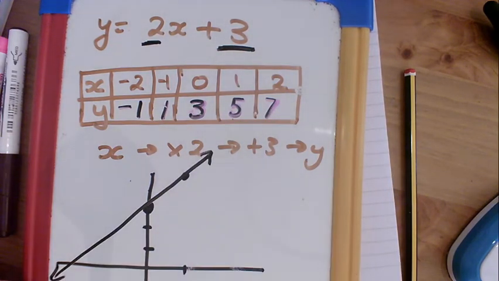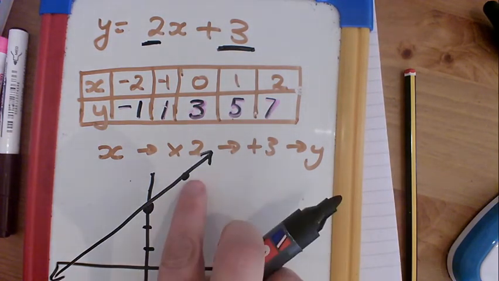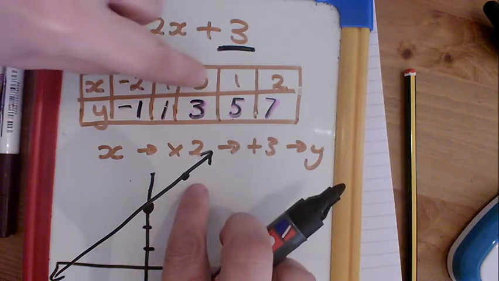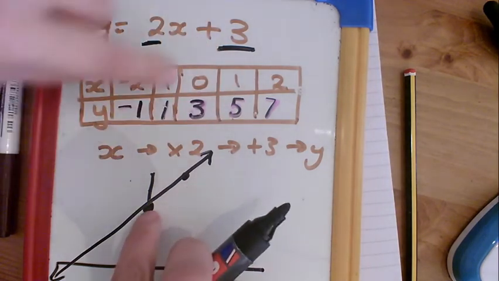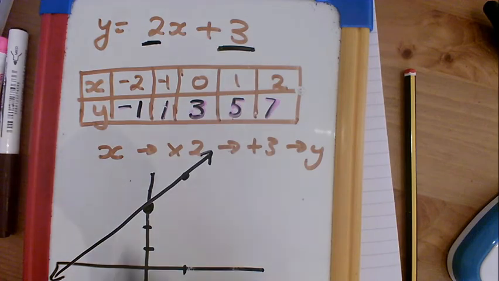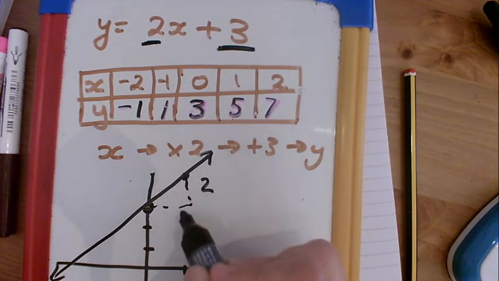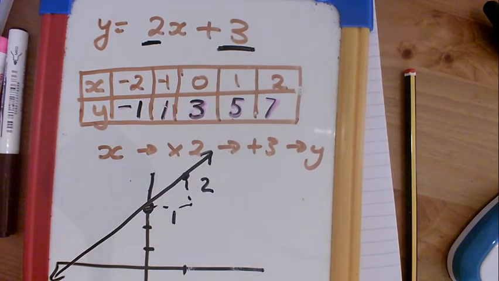Okay. 1 should be 7. Sorry, 5, because I've got up 2. Sorry, apologies, 1 goes to 5. And 0 is 3. There, done. Because I've gone 2 up and 1 across. Because 2 divided by 1 is 2.